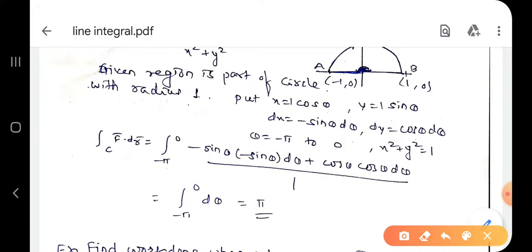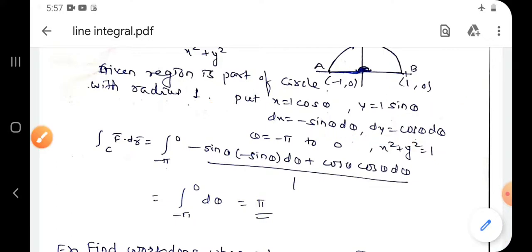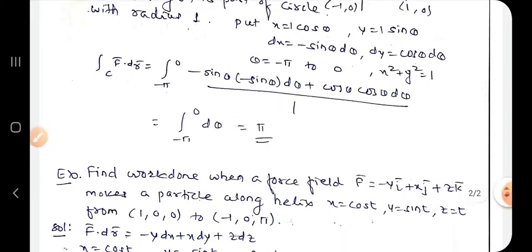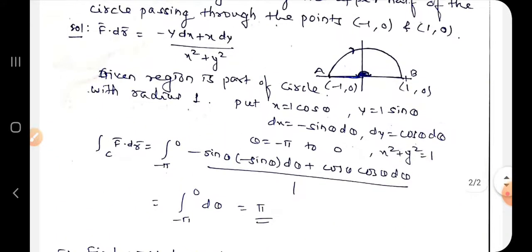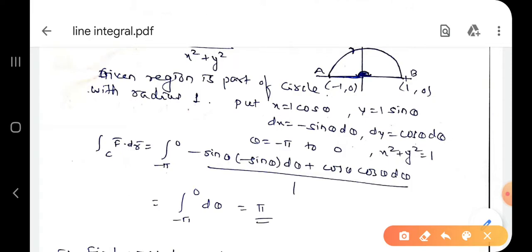Now put x equal to cos theta, y equal to sin theta. Or you may take x equal to cos t, y equal to sin t, no problem. Now dx is equal to, yes, the derivative of cos theta, minus sin theta d theta, and the derivative of sin theta is cos theta d theta. Correct? Very important point is this: x square plus y square means cos square plus sin square, it is 1. Have you understood it? x square plus y square is 1 because cos square plus sin square.